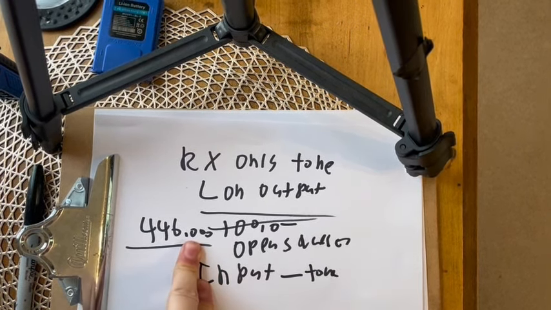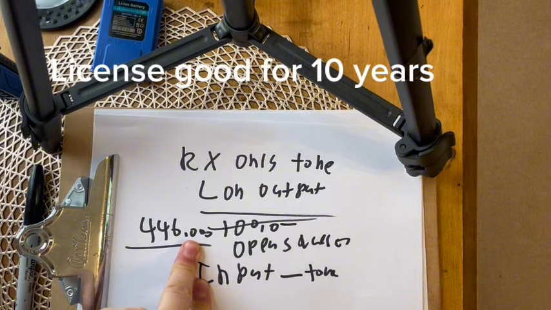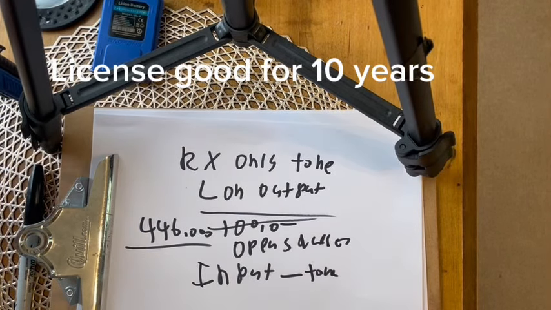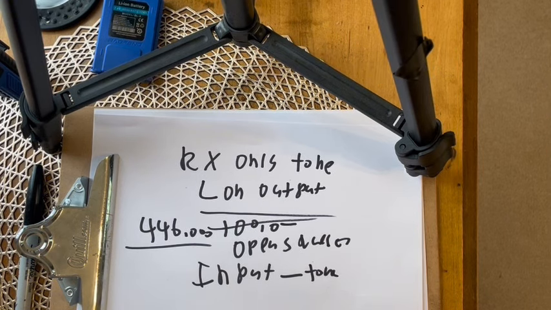GMRS is $35 a year. Excuse me, $35 I think for 5 years or 10 years. I forgot exactly how much it is. But anyhow, that will cover your whole family, your whole immediate family. Now, with GMRS, we have some better options.